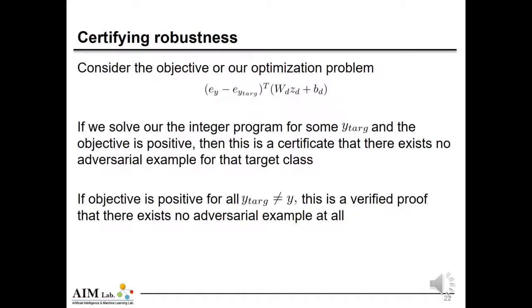We can use bound propagation to certify the robustness of a classifier. We are trying to minimize the class logit of the true class and maximize the class logit of the other class. So, if we solve this problem and the result is negative, that means the target class's activation is higher than the true class, and this means we have an adversarial example. On the other hand, if we solve the same thing and the objective value is positive, this means there is no adversarial example because the class logit of the true class is still higher than that of the target class.